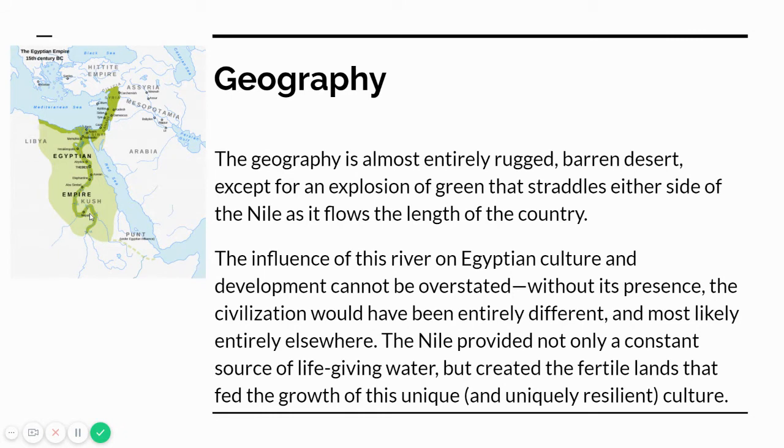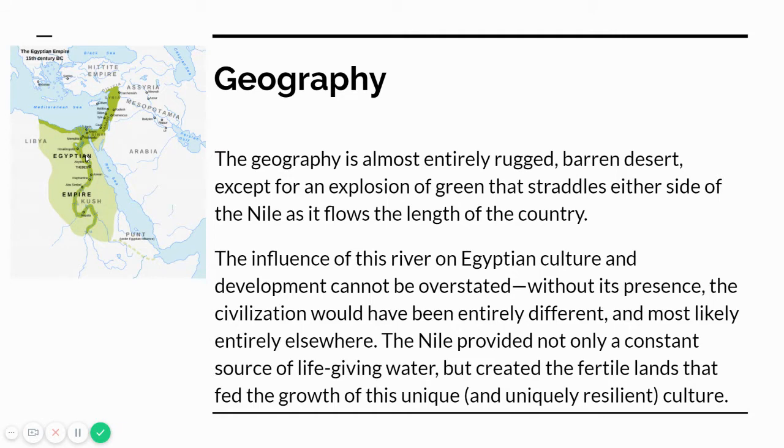The geography is very rugged here, barren desert. Mesopotamia had some variety in its geography, but here we really just have a lot of barren desert, except for the land just on either side of the Nile River. This dark green area represents the Nile River Valley. Just adjacent to it is where we have our explosion of lush green that also allows agriculture to thrive here.